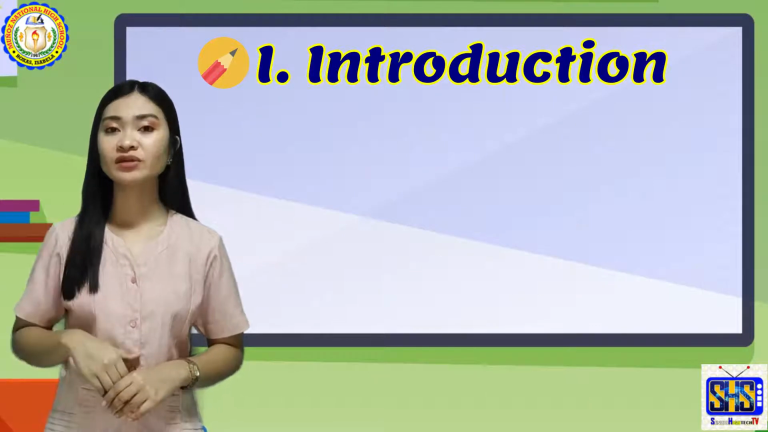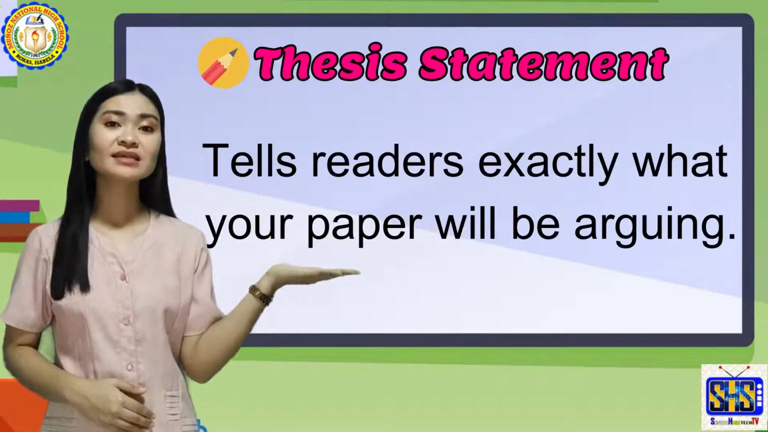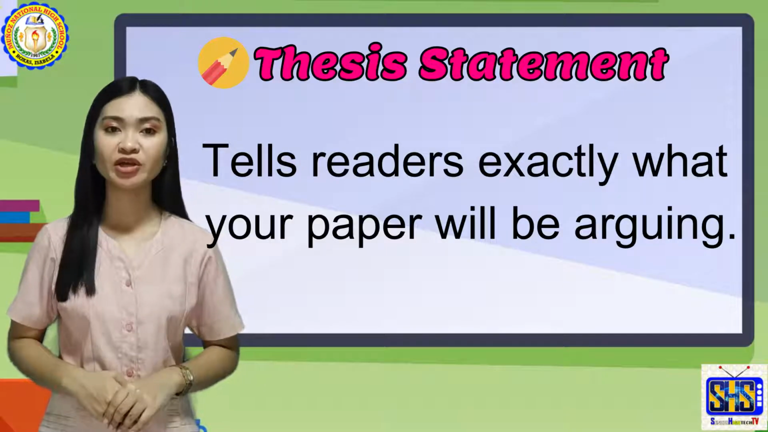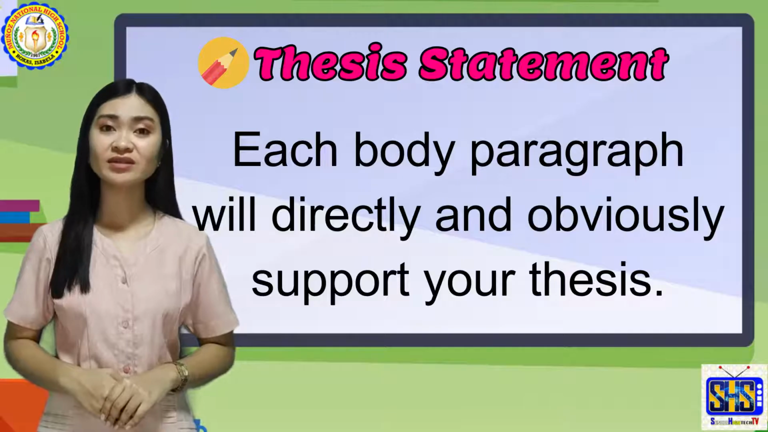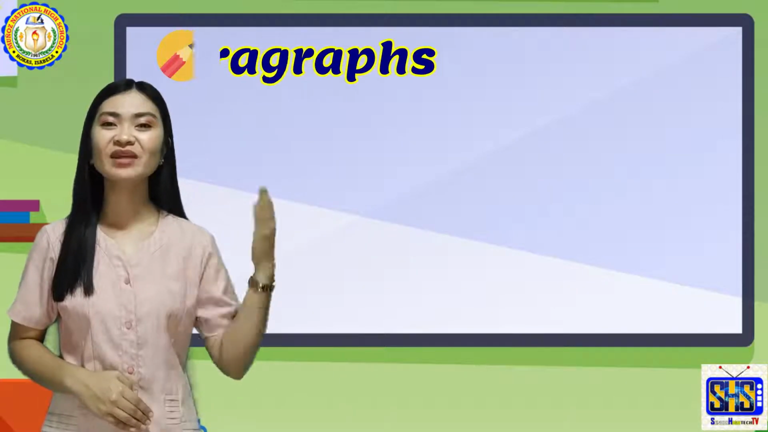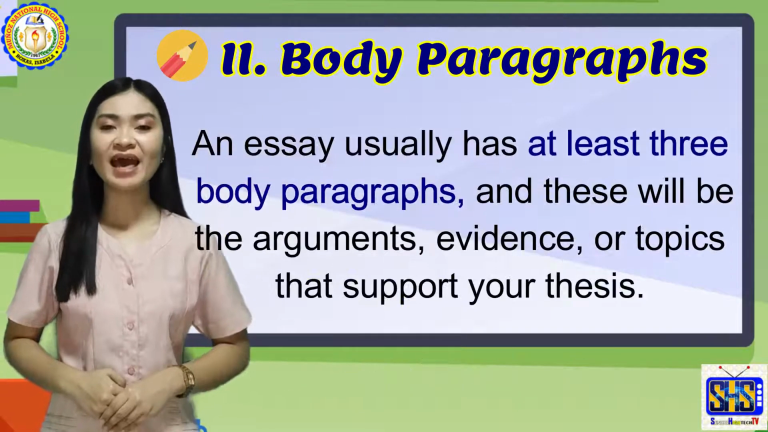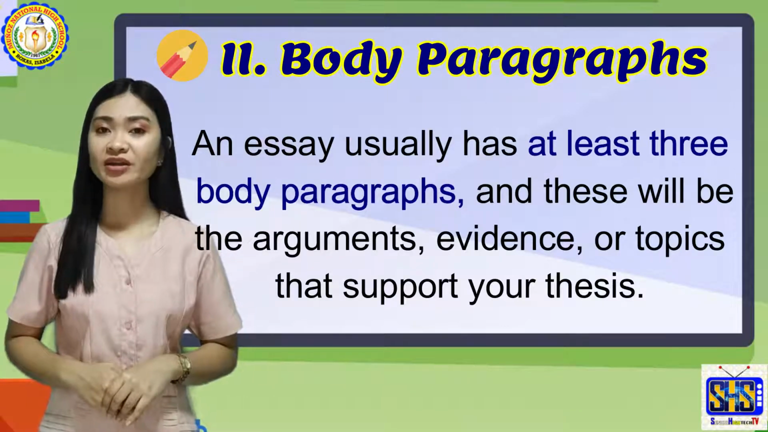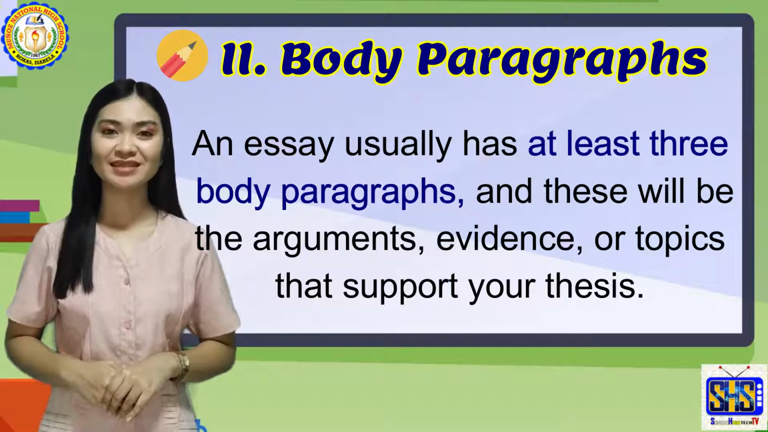In here, you have to ensure that the intro moves from general to the specific in regard to the topic. It should provide the reader with a roadmap of the essay in a logical order. At the end of your first paragraph is your thesis statement. Thesis statement tells the readers exactly what your paper will be arguing. Each body paragraph will directly and obviously support your thesis. Next, we have the body paragraphs. An essay usually has at least three body paragraphs. And these will be the arguments, evidence, or topics that support your thesis.